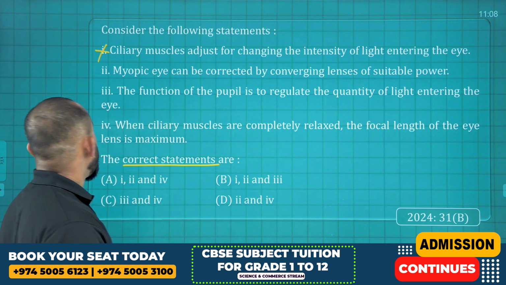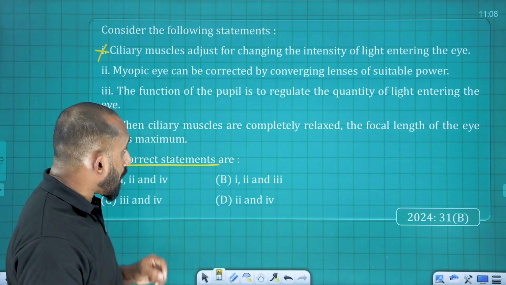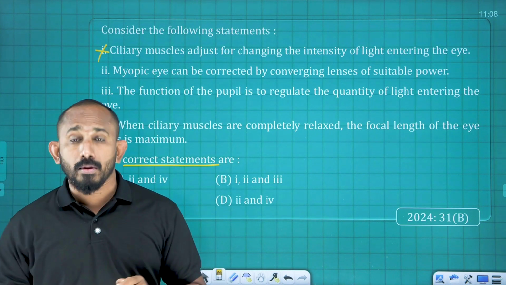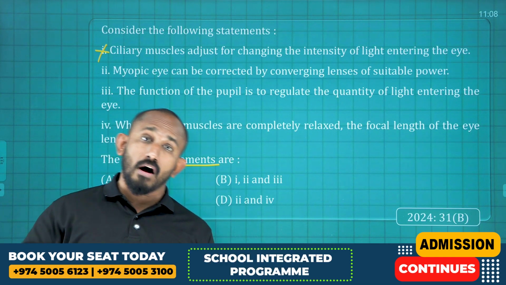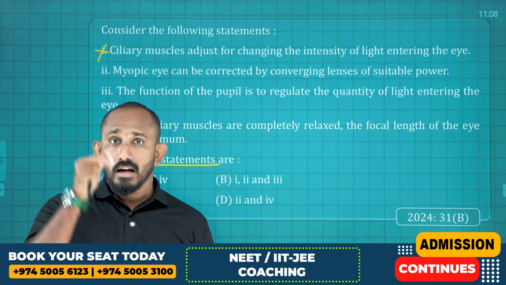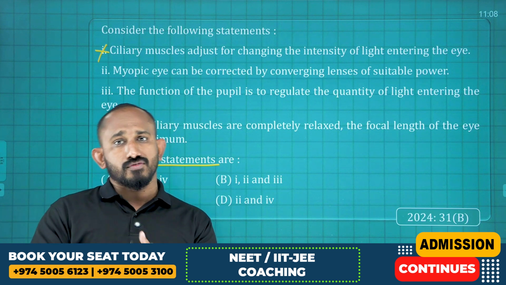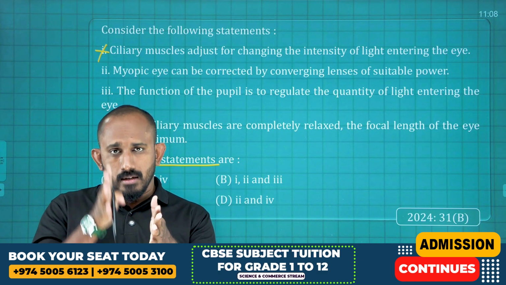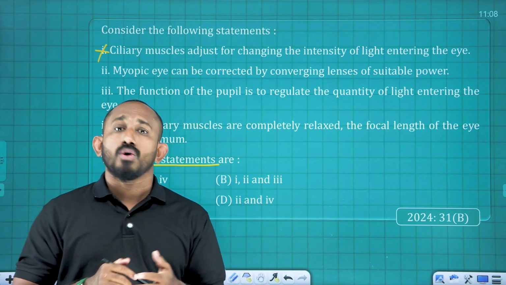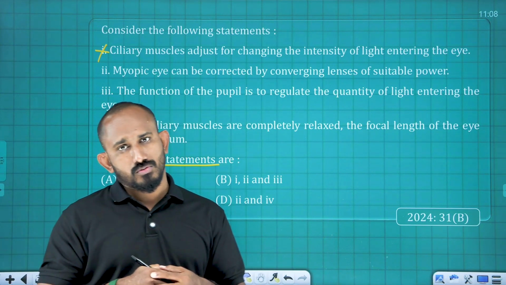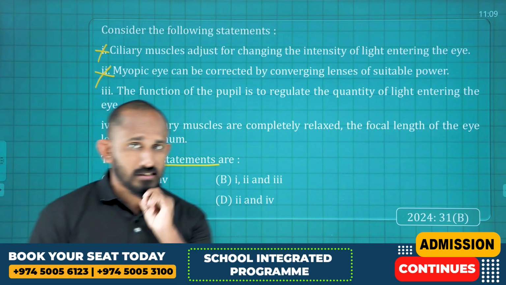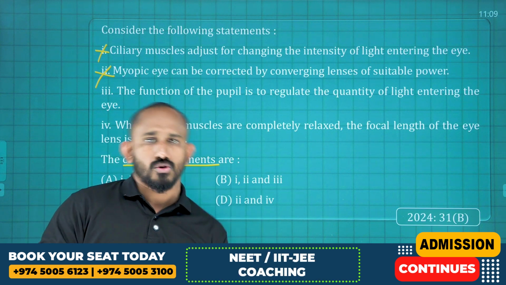Second part: myopic eye can be corrected by converging lenses of suitable power. No, myopia means the person is not able to see far away objects, or his image forms in front of the retina. So in order to form the image on the retina, the light should be diverged. So the person has to use a diverging lens or a concave lens, so the power should be negative. It's not a converging lens, converging means convex lens. It's not usable. So the second statement is also wrong.